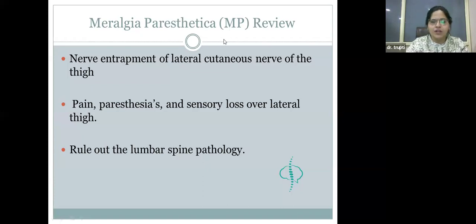The patient suffering from Meralgia Paresthetica will show some typical signs of sensory nerves, because the lateral cutaneous nerve is a purely sensory nerve. So the signs that will be shown are pain, paresthesia, and sensory loss over the lateral thigh. If a patient comes to you with lateral anterior thigh pain and you think it is Meralgia Paresthetica, the first thing you're going to do is rule out lumbar spine pathology.